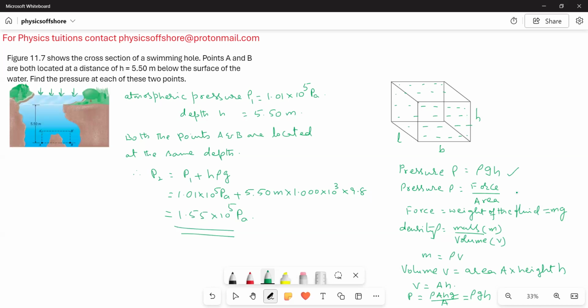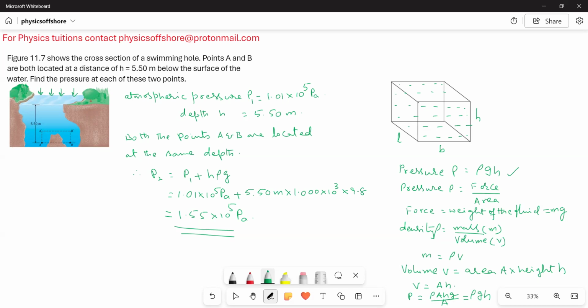So we know weight of the fluid is equal to mg, and we don't have the direct mass of the fluid. That is why we will go roundabout. We know the density of the water. Here it is water. So density of water is equal to mass per volume. Therefore, mass is equal to density times volume. Volume is equal to area times height. We can easily find the area of this part, and the height h is given to us. Therefore V is equal to A h.